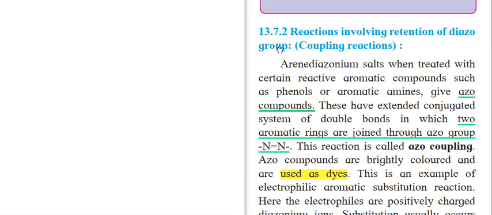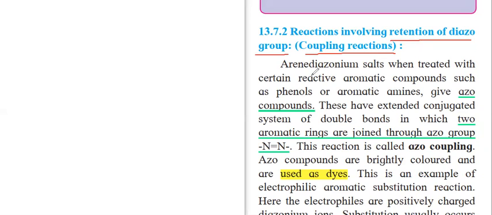Now we'll see another type of reaction. We have just seen the displacement of the diazonium group. Now we'll see reactions involving retention of the diazonium group, and this type of reaction is also called a coupling reaction. It means the diazonium group is not displaced and does not undergo any change in its position. We'll see where the coupling is happening.